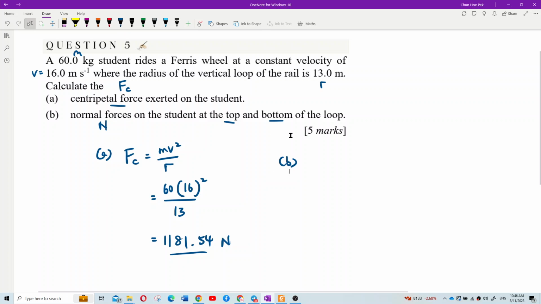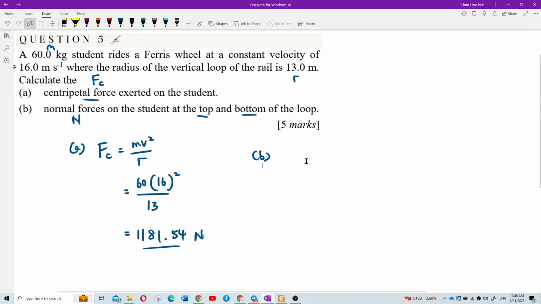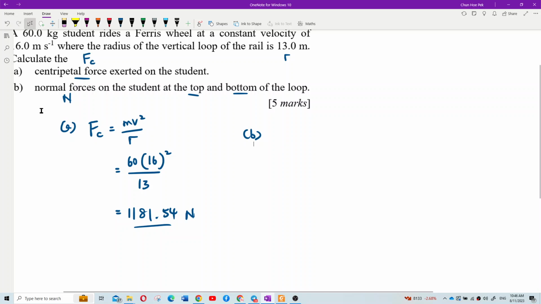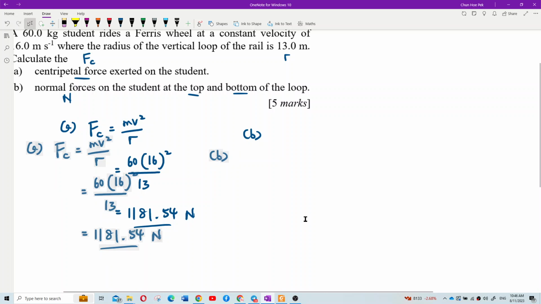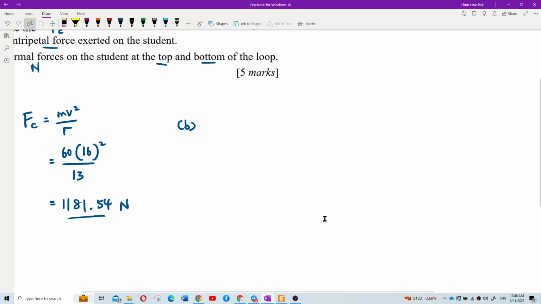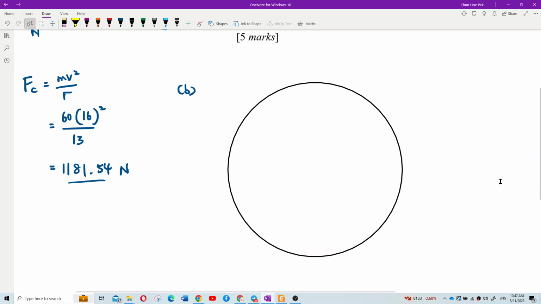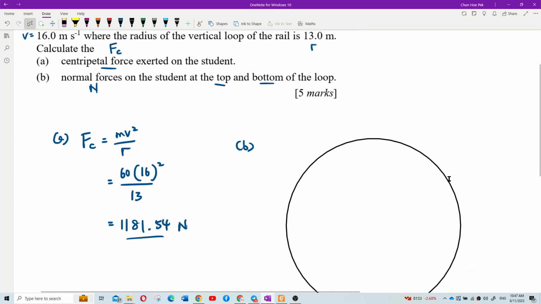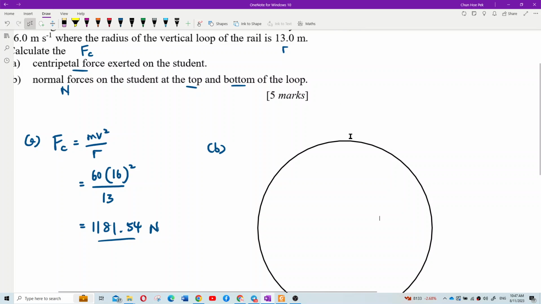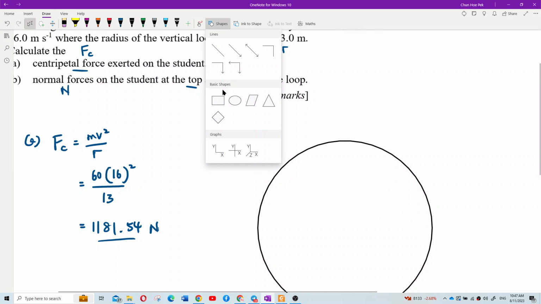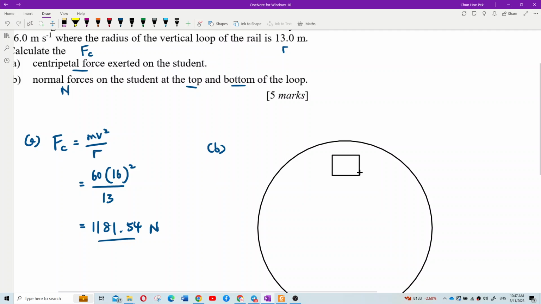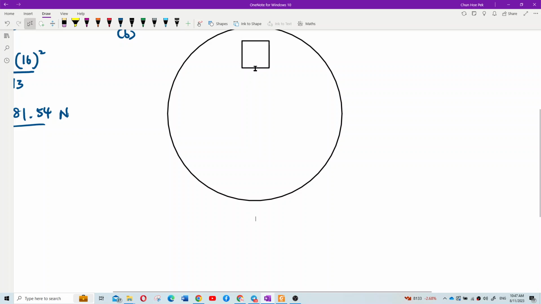What's the normal force at the top and at the bottom of the loop? Okay, draw out the diagram first, class. Draw out the diagram. I have a circle here. There is a circle here. Circle, Ferris wheel. At the top here, and at the bottom here.